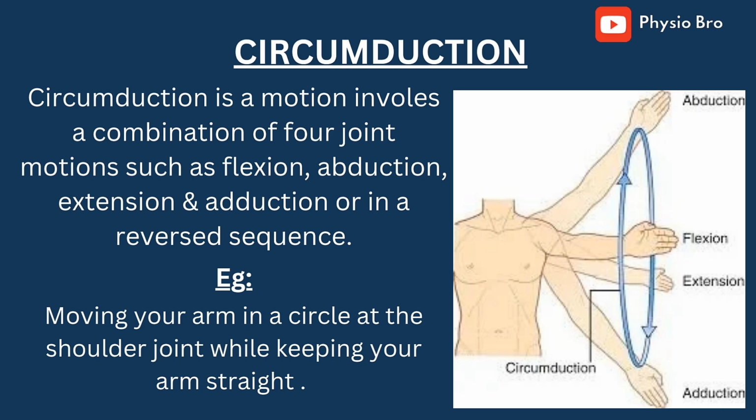Circumduction. Circumduction is a motion that involves a combination of four joint motions: flexion, abduction, extension and adduction, or in a reversed sequence. Example: moving your arm in a circular manner at the shoulder joint while keeping your arm straight.